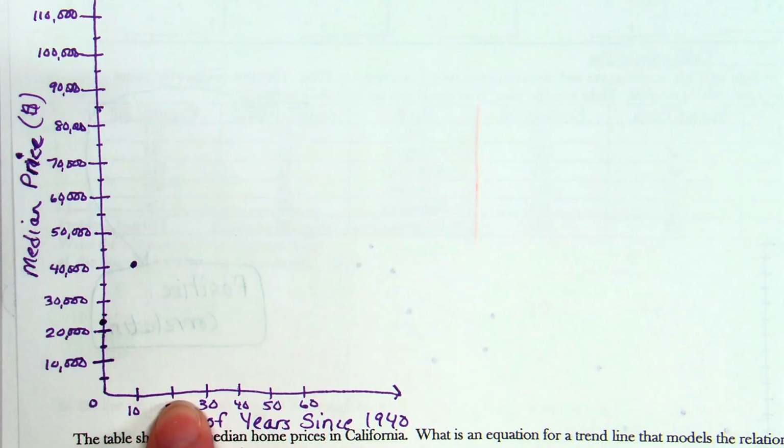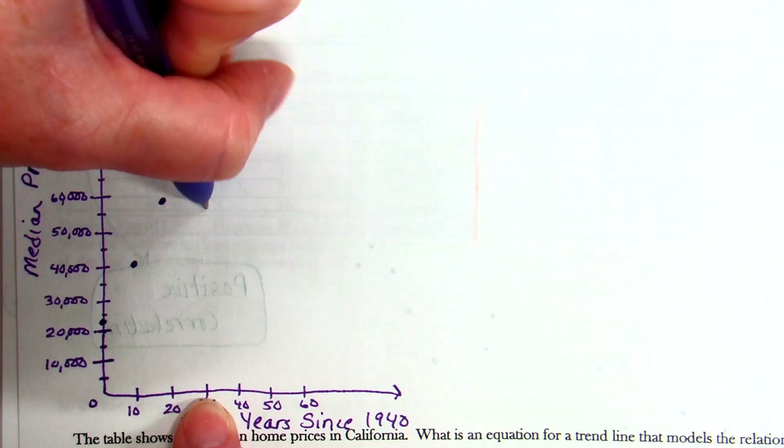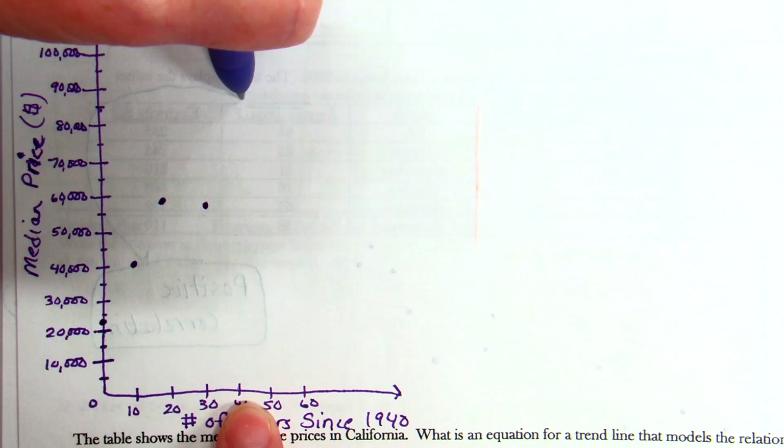1970 is year 30, 57.6. 1980 is year 40, 89.3. I didn't even write 30. 50 is at 98.5. And 60 is at 105.5.